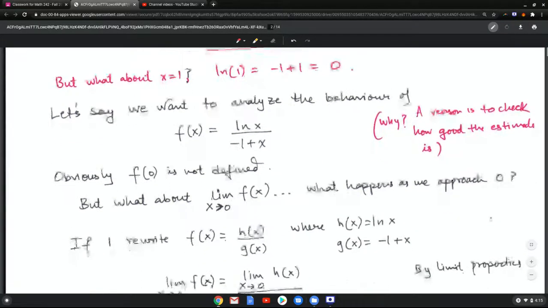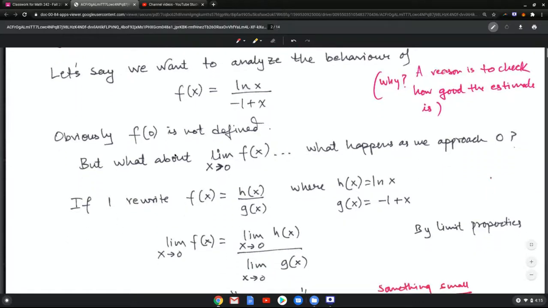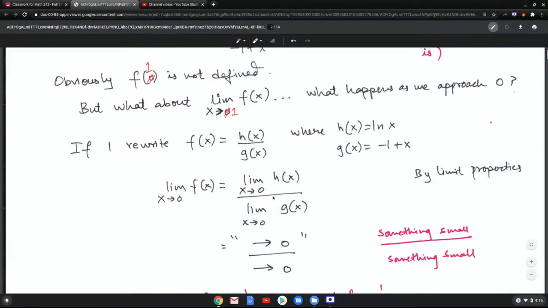Now, obviously, f of 0 is not defined because log of 0 is not defined. Let's see. I want to look at f of 1, not f of 0, and the limit as x goes to 1 of f of x, right? So I can rewrite this function as h of x over g of x, where h of x is log x and g of x is negative 1 plus x. By limit properties, the limit gets distributed, and what I have is something very small divided by something very small.